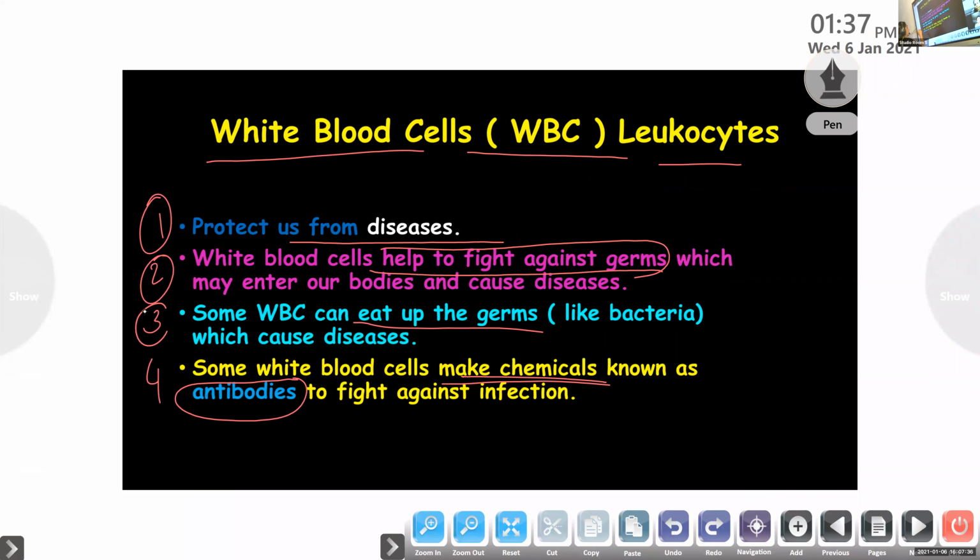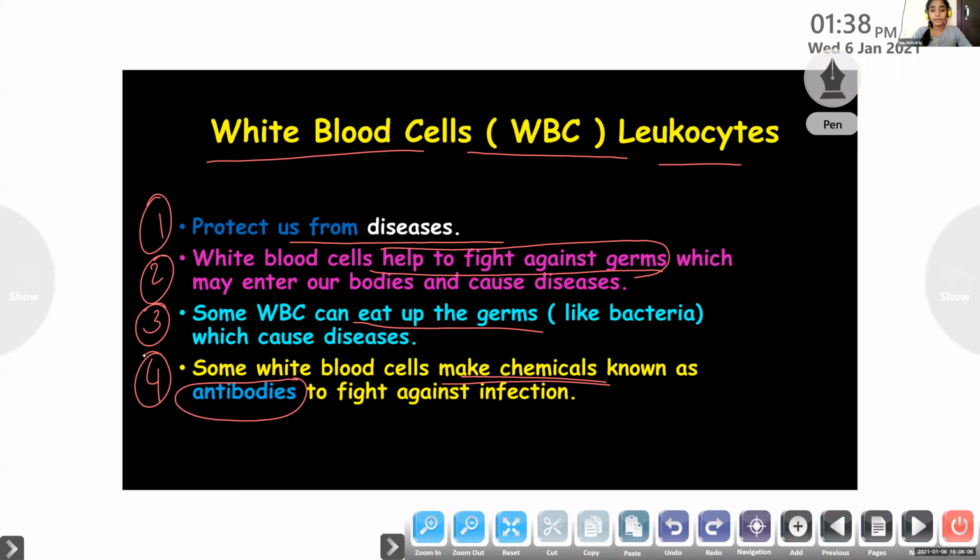So here we discussed four points. One, two, three, four. So Rudra, which component in blood helps to protect us from diseases? Ma'am, white blood cells. Okay. Next one is how these white blood cells help to protect our body.